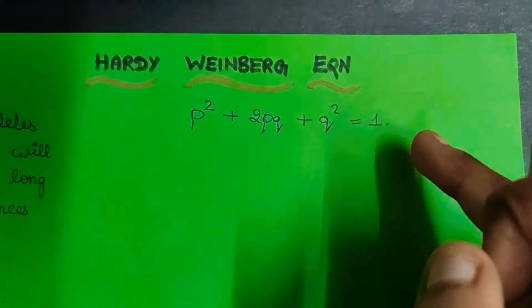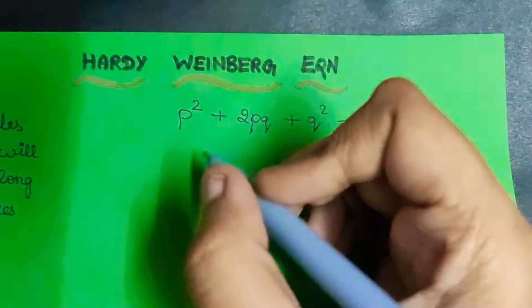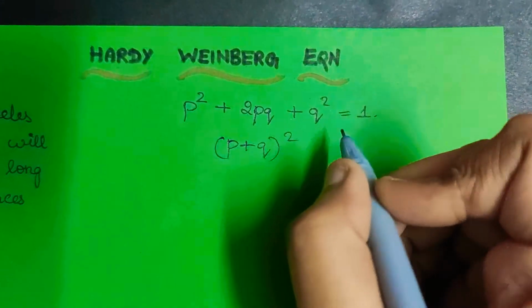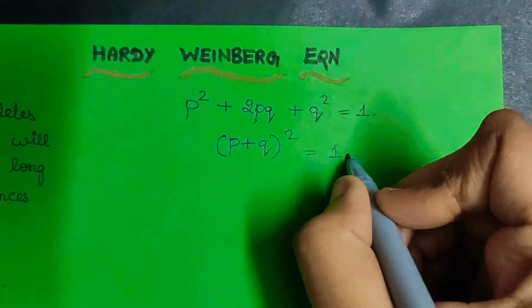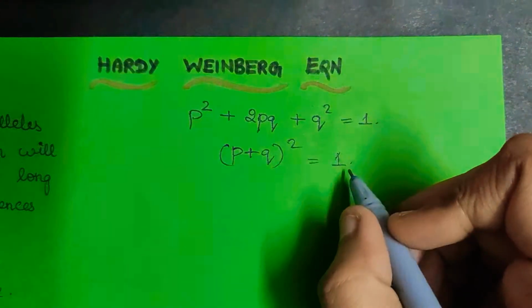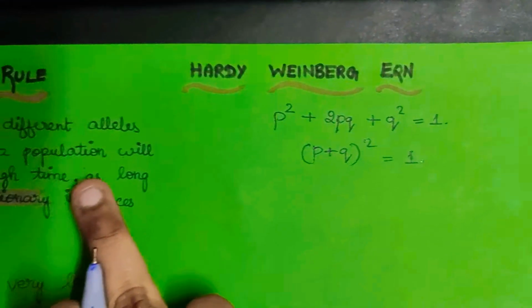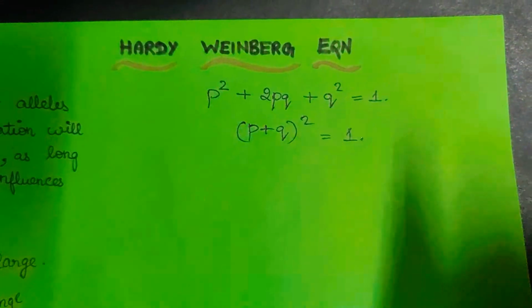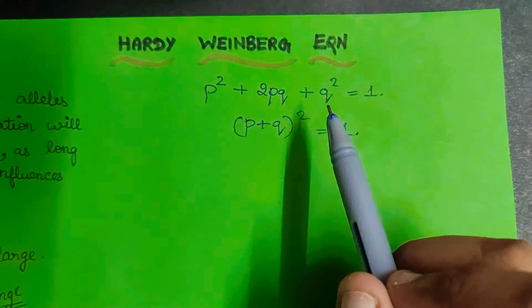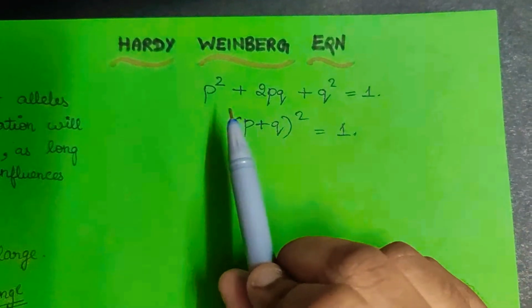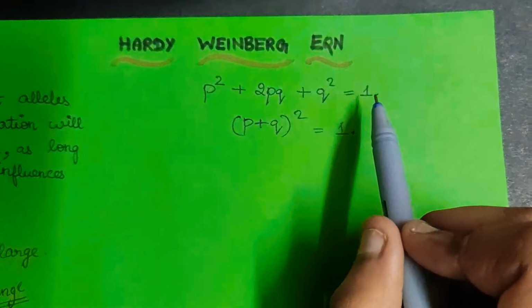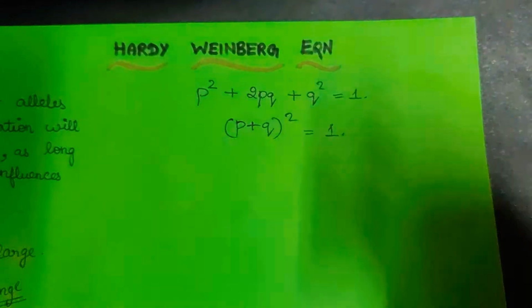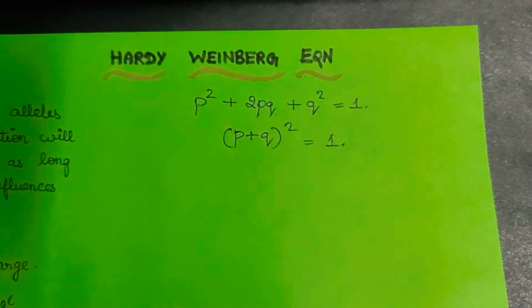Now this is in terms of a quadratic equation, right? So I can write it as P plus Q the whole square, the A plus B the whole square formula, equal to 1. And you need to understand this is applicable only when there are no evolutionary influences. Under that circumstance this equation is applicable. So P square plus 2PQ plus Q square equals 1. Now what is P square and what is Q square?